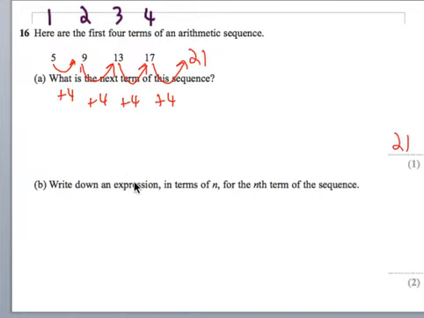Most people are able to get these questions quite simply. The tricky part comes when we are asked to write down an expression in terms of n for the nth term in the sequence. This basically means that we're trying to find a rule for finding out any of the numbers further on in the sequence. There are a couple of simple steps that we would follow when trying to work this out.